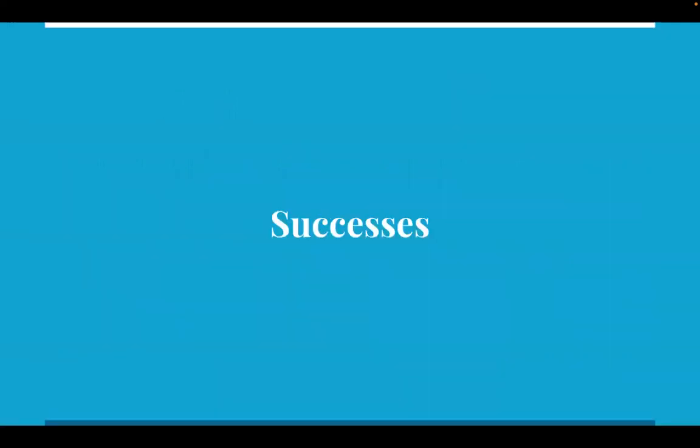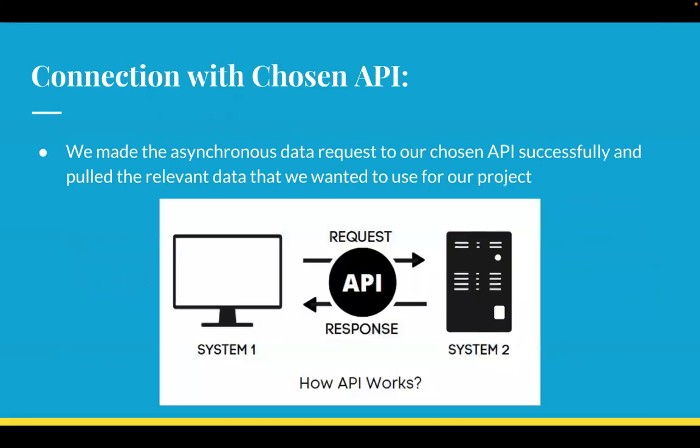So next we'll talk about the major successes that we accomplished through the course of the project, starting with connecting with APIs using JavaScript. We made an asynchronous data request to our chosen API successfully and pulled the relevant data that we wanted to use for our project all in the front end. This was wonderful for us because we got to learn the right JavaScript methods along with functionality behind API requests, which is such a big part of modern web development.